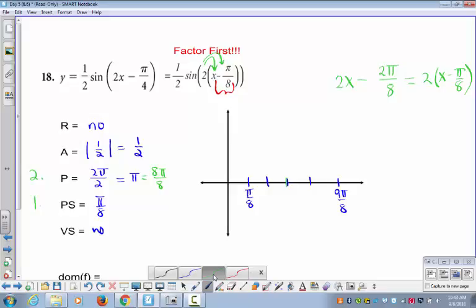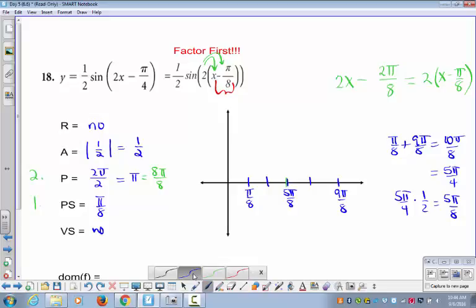So you could do that with pi over 8 and 9 pi over 8. If you add those, you get 10 pi over 8. And that simplifies to 5 pi over 4. Now, you have to divide it by 2. Dividing by 2 is the same as multiplying by 1/2, and that will give us 5 pi over 8 as that middle point. Right. So that's probably the most intuitive way.